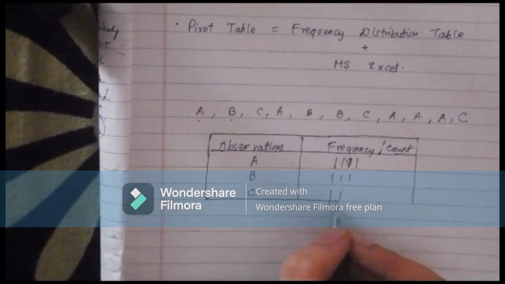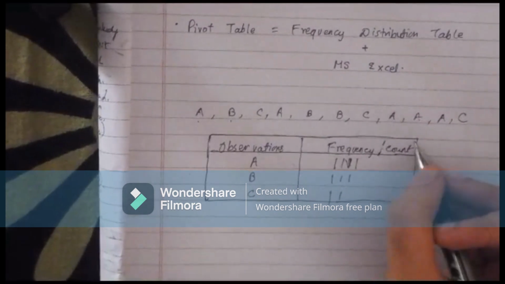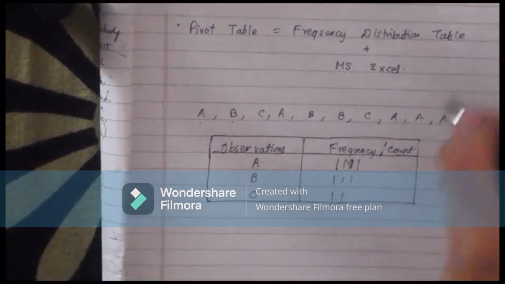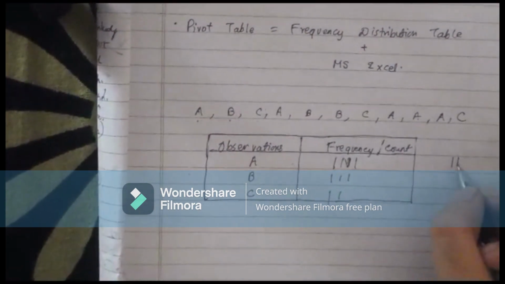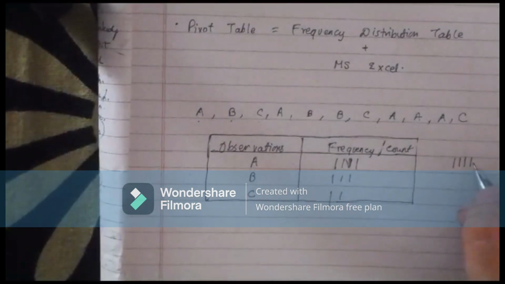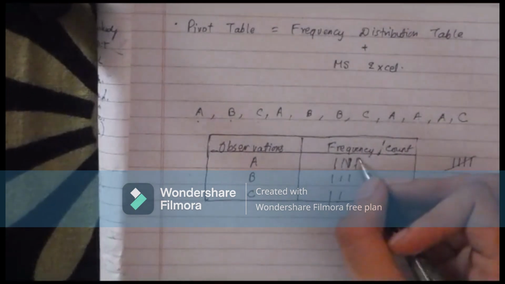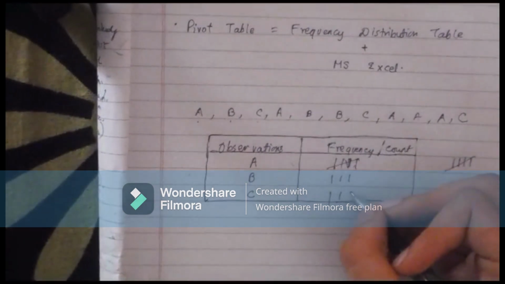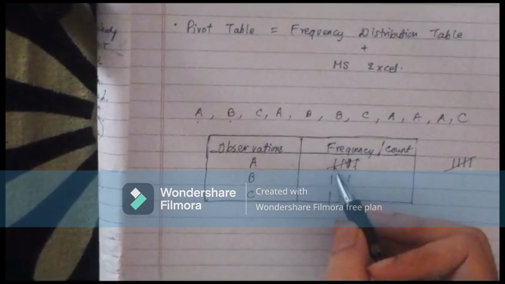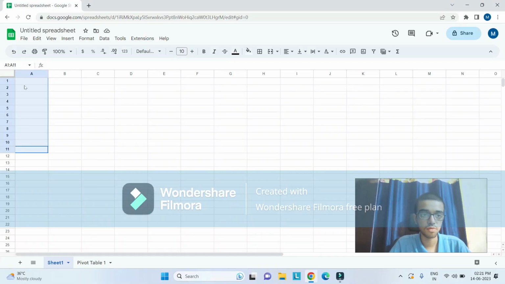Before that, let me just finish drawing this table. It's done. Tally marks come in 5 like package. 4 of them in a line, 5th is a cross. So what I observe is in the end there I have 5. Okay, so now let's move on to the computer part of this video, that is creating a pivot table.